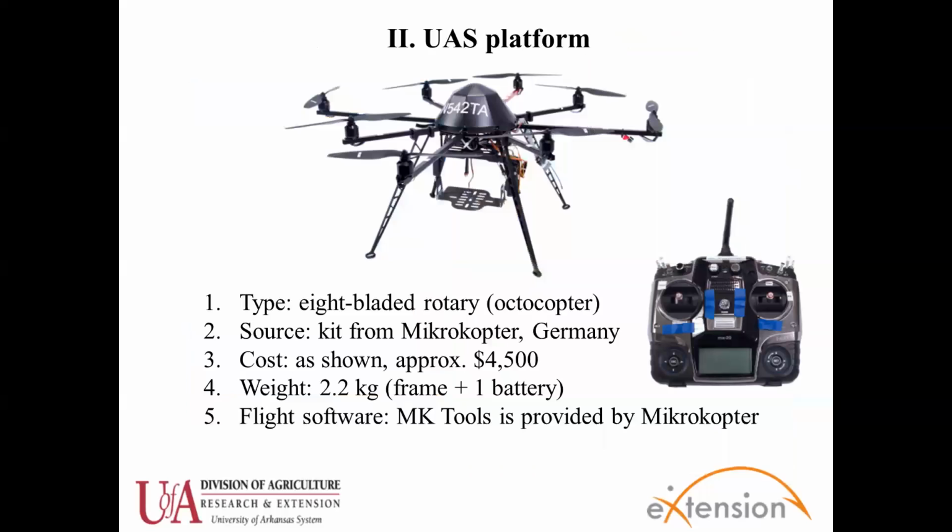First, let's highlight the UAS that we typically used. Our UAS was an 8-bladed rotary aircraft, or octocopter. Most of our UAS was based on a kit purchased from Microcopter in Germany and built by Dr. Joe Maha, now at Clemson University. As shown, the components cost about $4,500. The weight of the frame and one LiPo battery is 2.2 kilograms. Flight software used is provided by Microcopter.